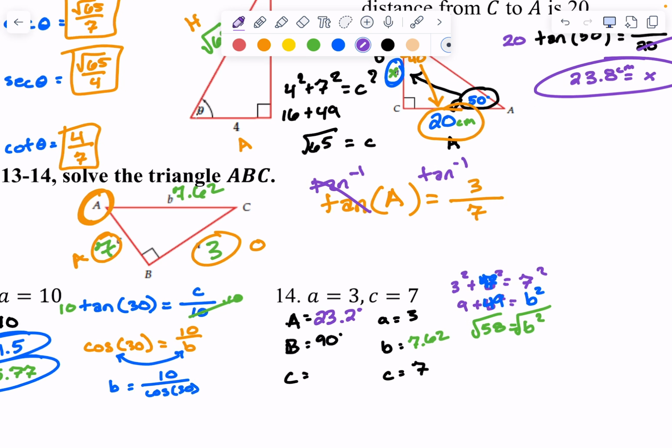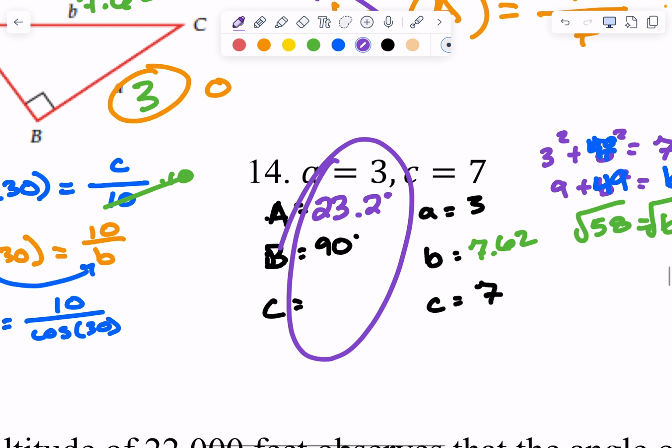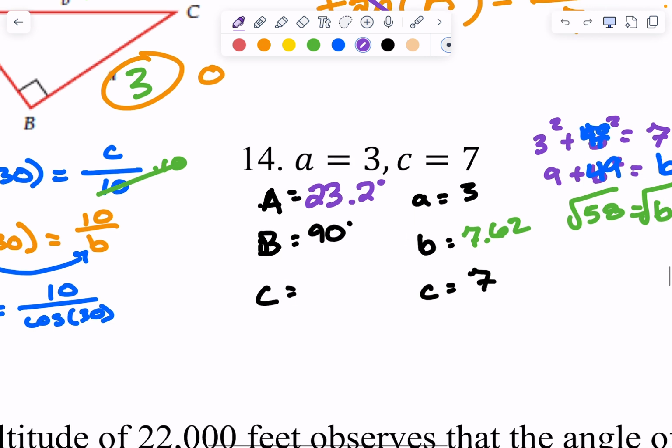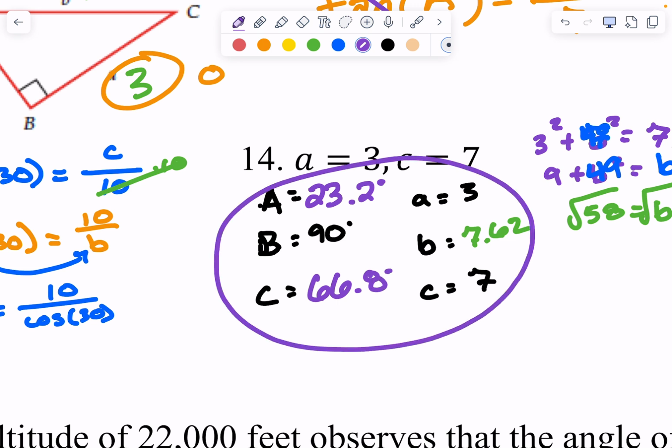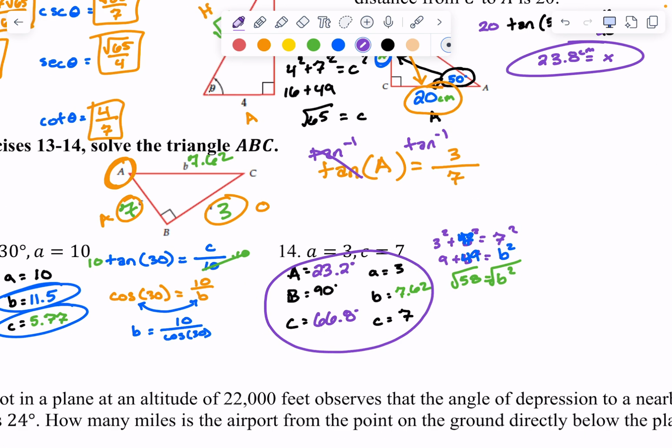These have to add up to 180, right? So 90 minus 23.2 is 66.8 degrees. Yes. There we go. We've got all of them. Biggest angle, biggest side. Smallest angle, smallest side. Looks good to me.